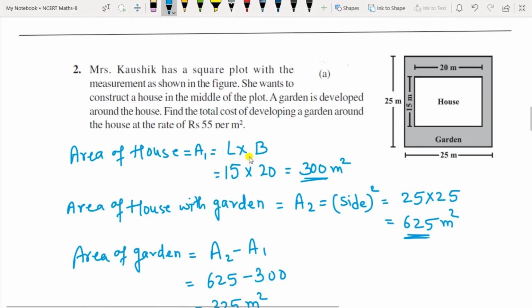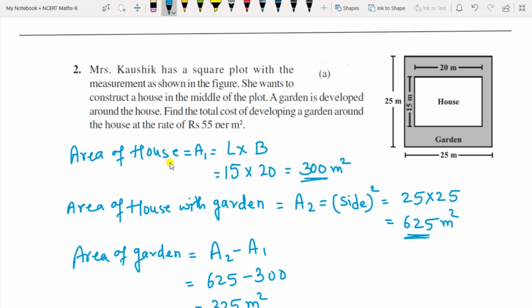Second question is, Mrs. Kaushik has a square plot. This is a square plot of side 25 meter. She wants to construct a house in the middle of the plot. A garden is developed around the house. This dark side is the garden. Find the total cost of developing a garden around the house at the rate of 55 per meter square. Okay. So this one garden is there, and total cost of developing the garden you have to find.